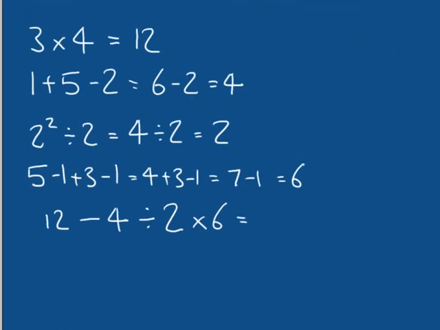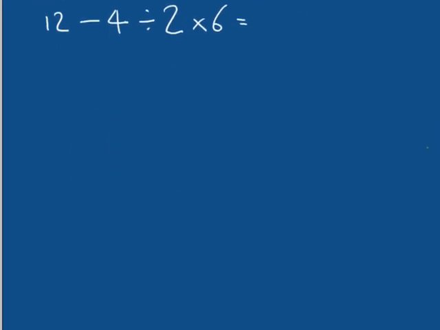So I can now scroll down, because we don't need to worry about the rest of the working. So 12 minus 4 divided by 2 multiplied by 6. Well, again, division and multiplication are going to be evaluated before addition and subtraction. So that means we need to evaluate 4 divided by 2 multiplied by 6 before we evaluate our subtraction. And because we have multiple multiplications and divisions, we need to work from left to right. So 4 divided by 2 is 2.